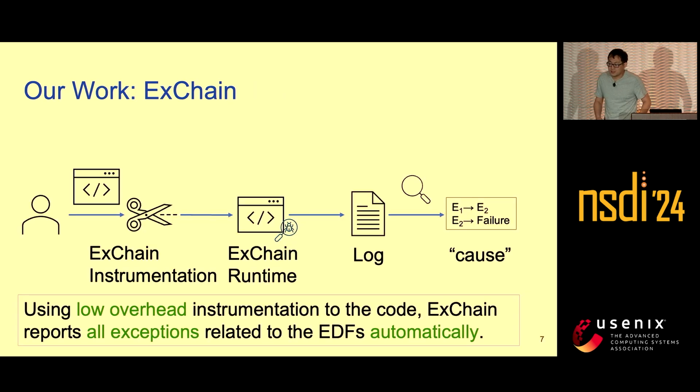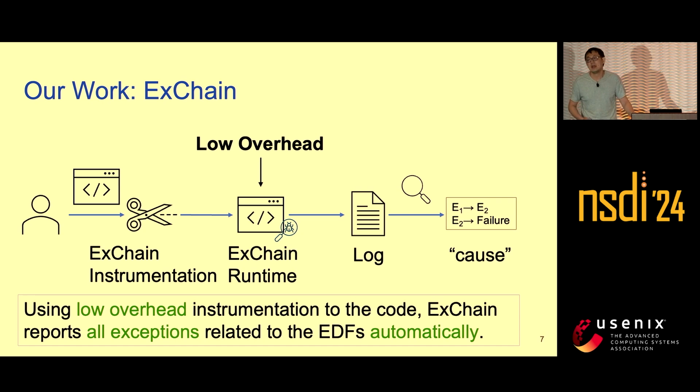ExChain is an online monitoring system which uses low overhead instrumentation of the application. It proactively monitors all exceptions thrown by the application, and when an exception-dependent failure occurs, it reports all exceptions related to the final failure. Since we are building an online monitoring system, there are two goals we want to achieve. First is low overhead. If this monitor introduces excessive overhead to the application, the tool will not be useful. Second is accuracy. If the tool reports excessive false negatives, it will not be useful. If the tool reports excessive false positives, it will just overwhelm the developer.